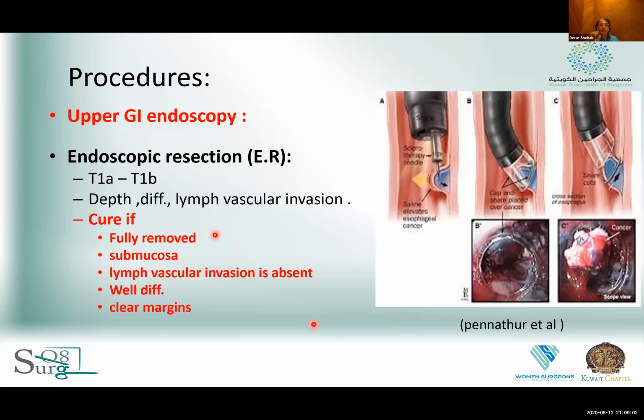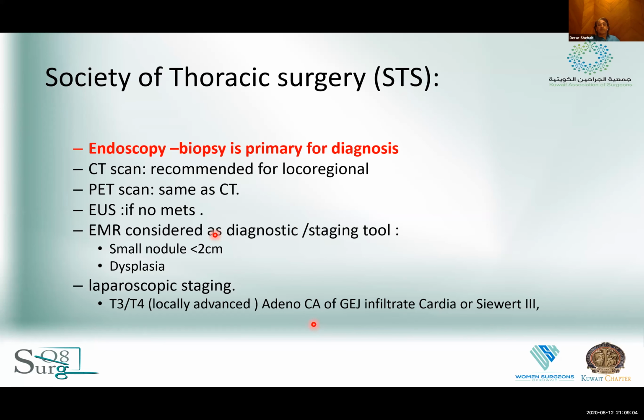The Society of Thoracic Surgeons has guidelines for working up and staging patients with possible esophageal cancer. Their recommendation is as follows: endoscopy and biopsy are primary for diagnosis. Then that means we cannot basically get rid of it, and we cannot rule it out. The CT and PET scan are really good for staging, especially for local regional involvement.